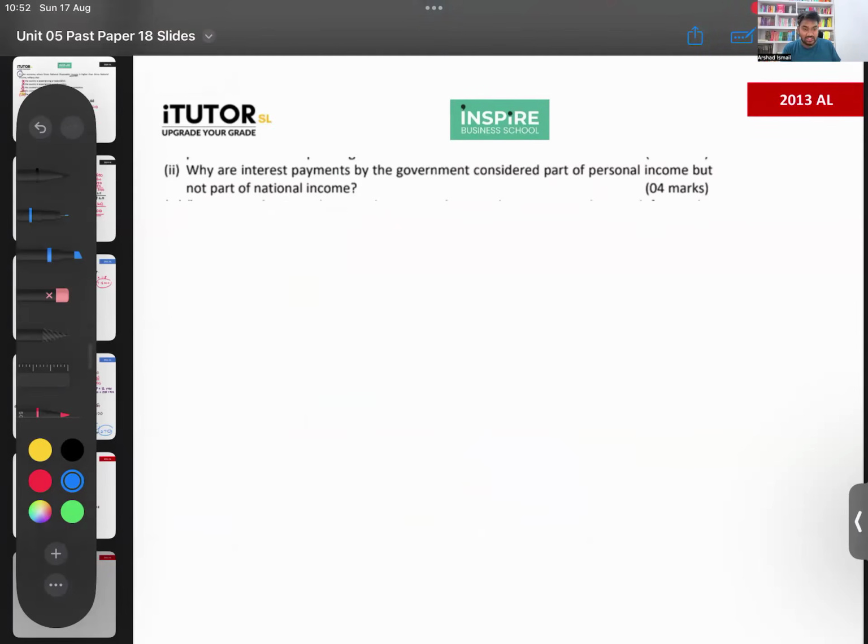2013 question 4 part 2. Why are interest payments by the government considered a part of personal income but not a part of national income? There are two parts there. Okay. So why is it not a part of national income? First, we'll tell you. Why do we not put interest that the government pays in national income or in GDP?